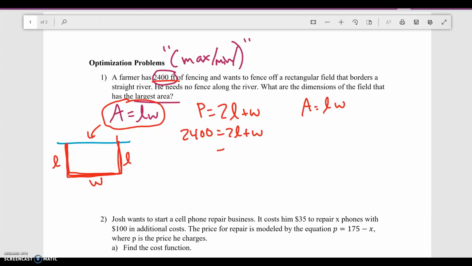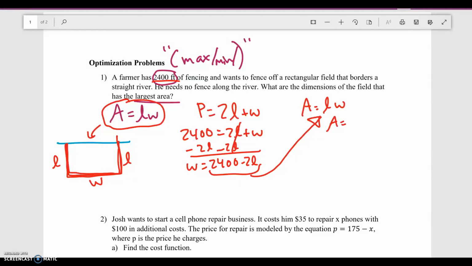So I'm going to subtract 2L from both sides. Then I'm going to have W is equal to 2,400 minus 2L. Now that I have this equation, I can go ahead and plug it into here. So I know that the area is equal to the length, which I don't know what it is, times the width, which is 2,400 minus 2L. I can distribute this. Area is equal to 2,400L minus 2L squared.